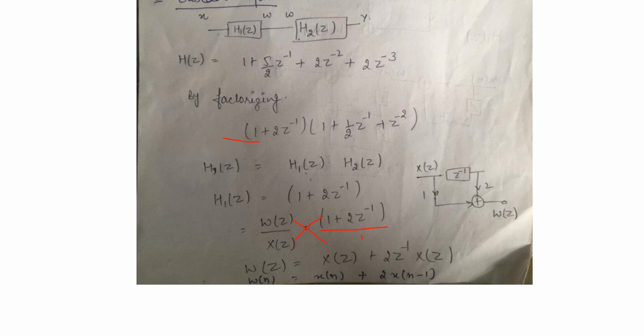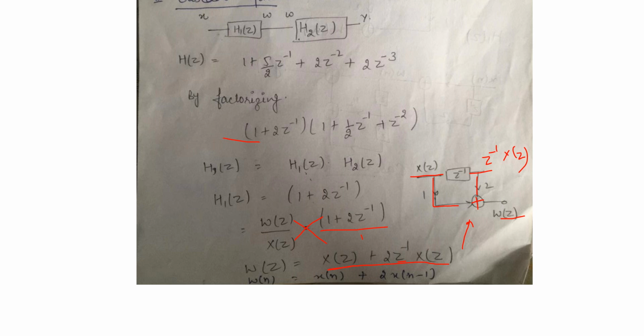Now we know output of first block is w of z and input of first block is x of z. W of z is equal to x of z multiplying with 1 and it is added with delay of one element, meaning z inverse. Here the signal will be z inverse into x of z, then it is multiplied by 2 and then it is added. The direct form structure of this equation is this. This is your h1 of z.